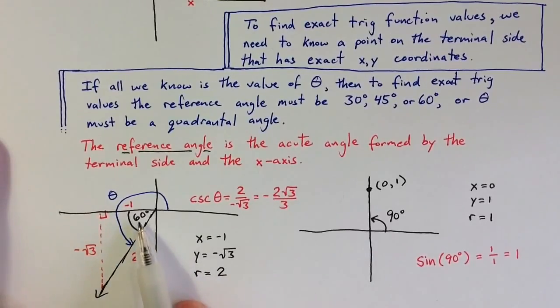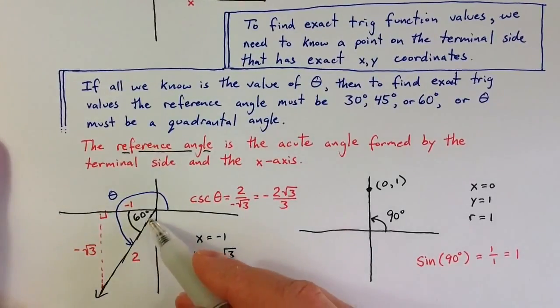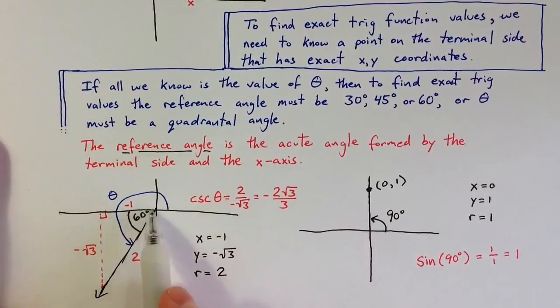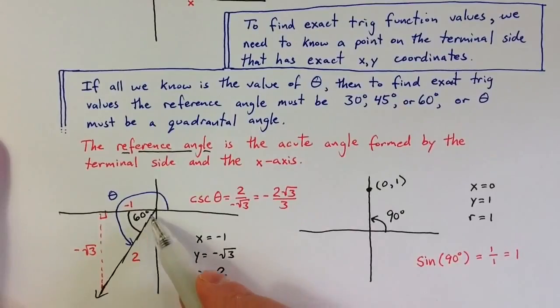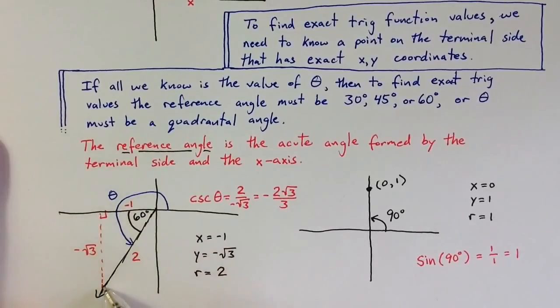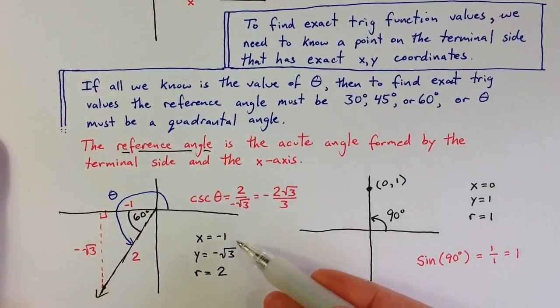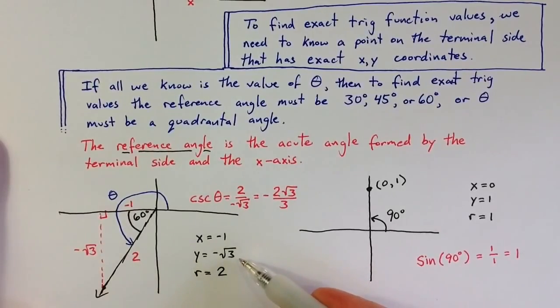In that case, the reference angle is between the terminal side and the x-axis. A reference angle of 60 degrees forces the terminal side to be a certain shape, and it's the shape of one of our special right triangles. So if I choose a point that's 2 units away from the origin, I know that the x-coordinate is -1, and the y-coordinate of that point is negative square root of 3. So we have x is -1, y is negative square root of 3, and r is equal to 2.